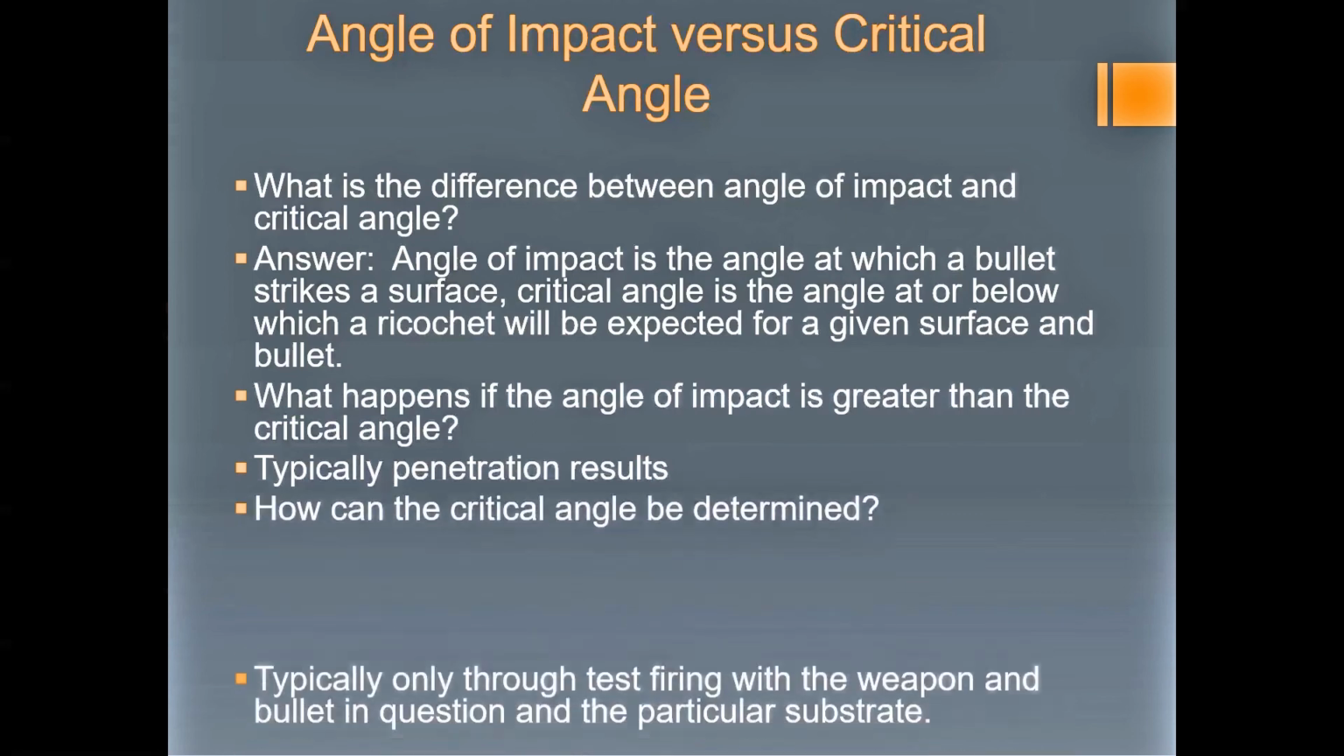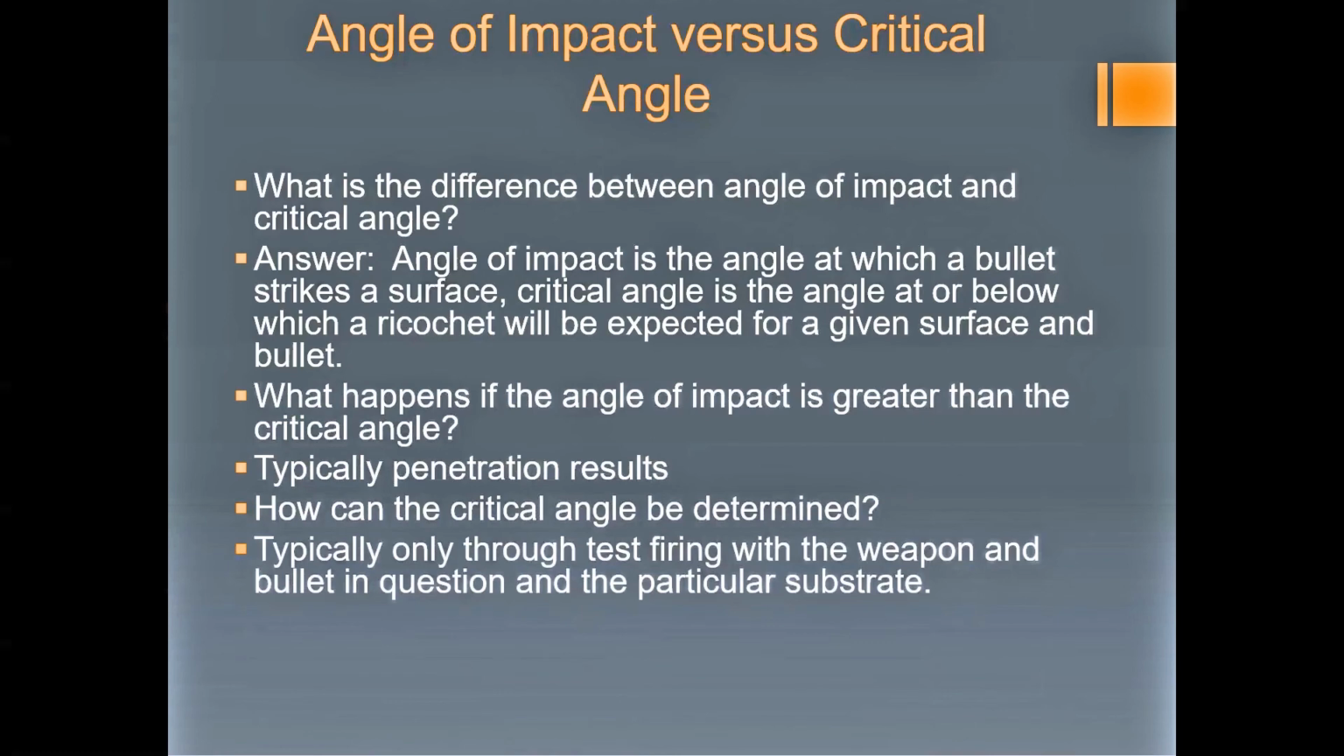How can the critical angle be determined? Typically only through test firing with the weapon and the bullet in question and the particular substrate. So you can't just say, all right, this was the hood of a car, let me get a quarter panel from a truck, and I'll use something like a Derringer with a inch and three-quarter barrel and a 45 Long Colt versus a 45 ACP. You really have to do your homework if you're going to reconstruct this: the cartridge type, the weapon type, and the substrate. You really want to recreate those conditions.